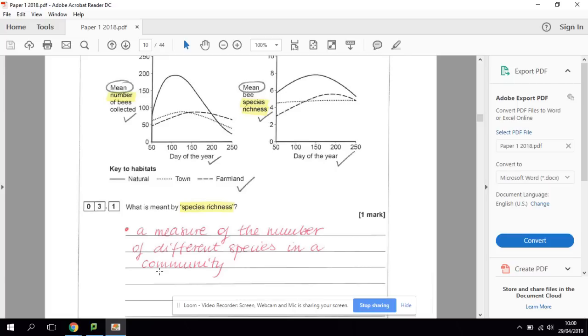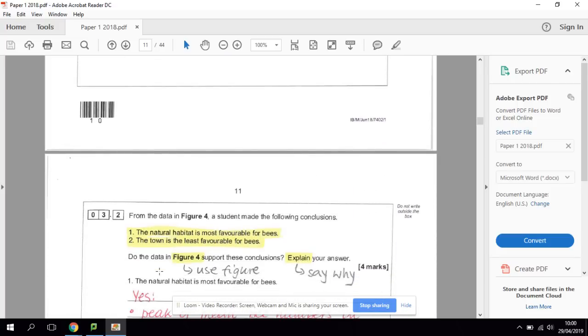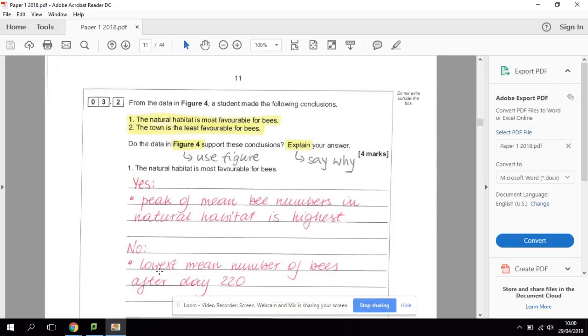So next question, it's question number 3.2. So from the data in figure 4, a student made the following conclusions, and that's really typical for AQA. They're giving you conclusions. So number 1 and number 2, highlighted conclusions, and do the data in figure 4 support those conclusions? Explain why. So firstly, using figure number 4. Secondly, using your biological knowledge, say why.